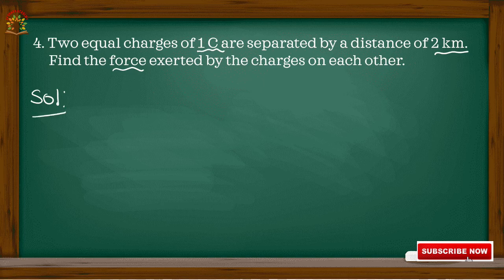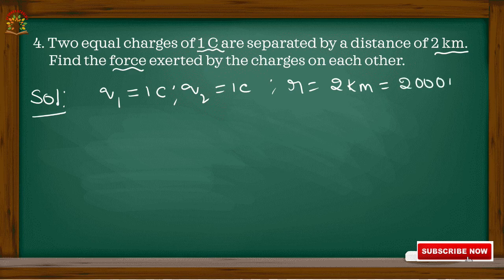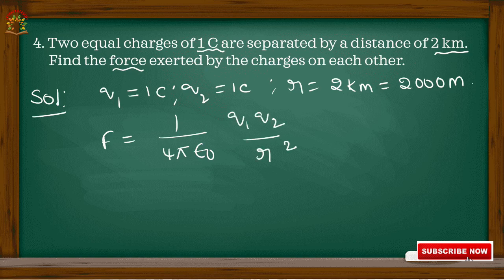Now we will write what is given. Q1 is equal to 1 coulomb, Q2 is also equal to 1 coulomb, and R is equal to 2 kilometers. Converting into meters, 2000 meters. From Coulomb's law, the force F is equal to 1 by 4 pi epsilon naught, Q1 Q2 by R square. Substituting values, 1 by 4 pi epsilon naught value is 9 into 10 to the power of 9. Q1 is 1, Q2 is also 1 coulomb, and R square is 2000 whole square.